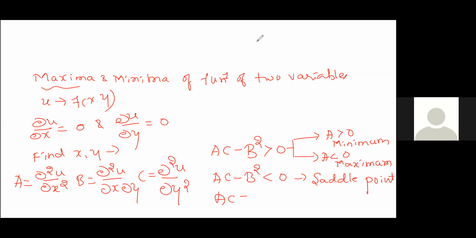If AC minus B square is equal to 0, then it requires further investigation. Based on this, we can't conclude whether it will attain its maximum or minimum by using this derivative test. You have to go through another test to find the nature of the function at those critical points. So this is the procedure for finding the maximum or minimum of a function of two variables. Is it clear?